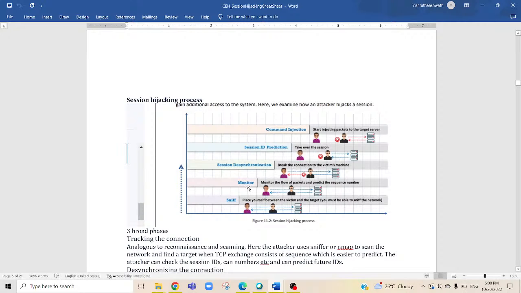And then next is monitoring. Monitor the flow of packets and predict the sequence number. And then session desynchronization. Break the connection to the victim's machine.